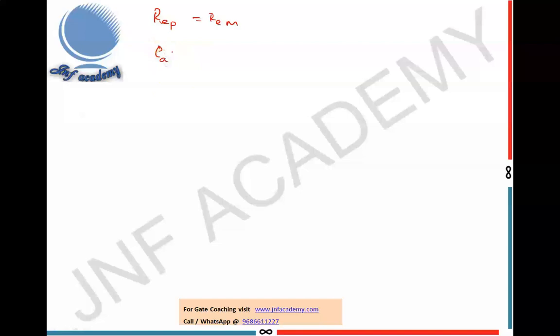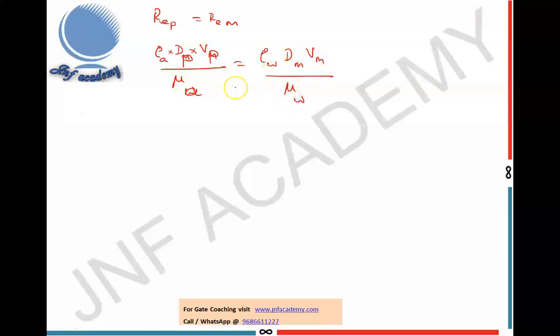Rho air into diameter of the model into velocity of the model divided by mu of water, right? Sorry, mu of air, sorry, these are all prototypes, I'm sorry about it. Rho air into diameter of prototype, velocity of prototype divided by mu air, which is equal to rho water, diameter of model, velocity of model divided by mu water. Now we know everything in this equation except Vm. Velocity of the model we don't know, but the prototype is given in the question.